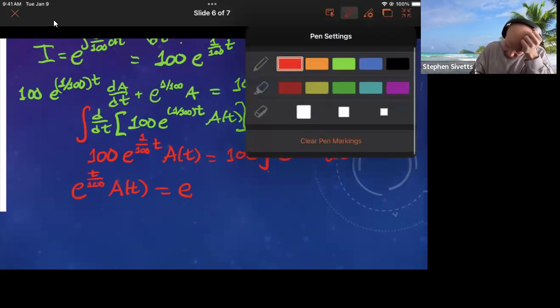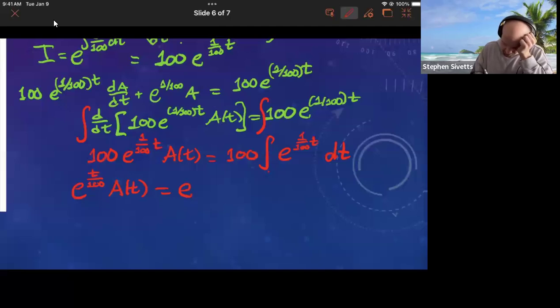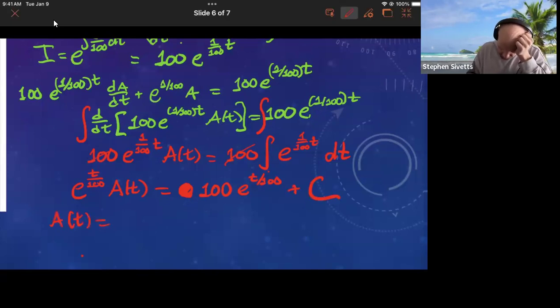So I'll do this in my head. The 100s will cancel here, and we'll have another 100 here. So it will be 100 e raised to the t over 100, plus a constant. And so A of t would equal C times e to the minus t over 100, plus 100. Okay, so this right here is the general solution.